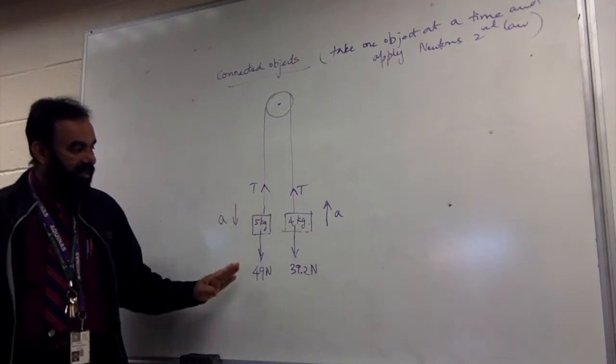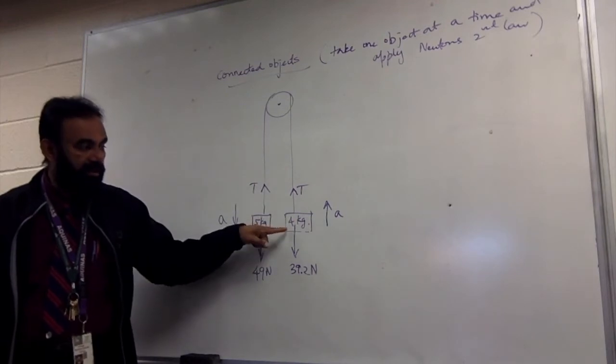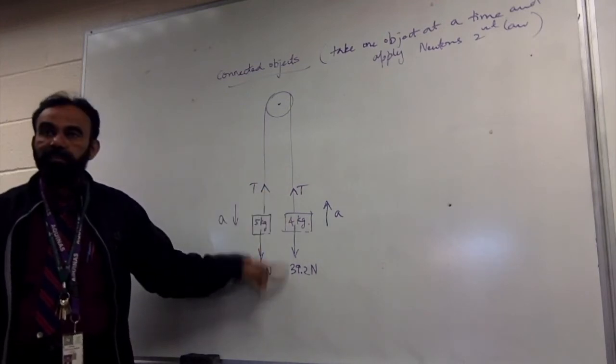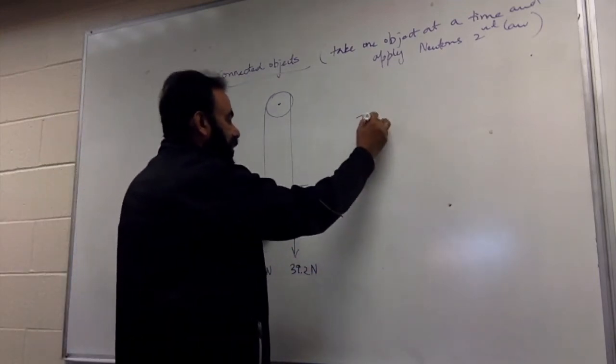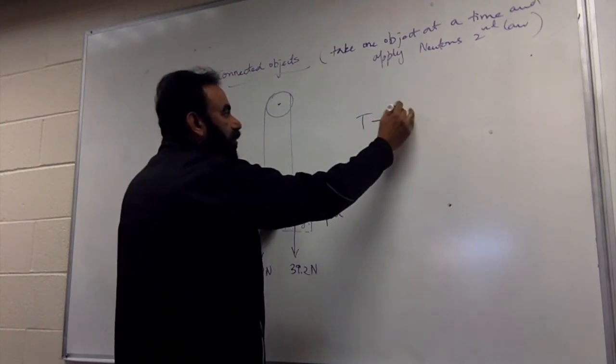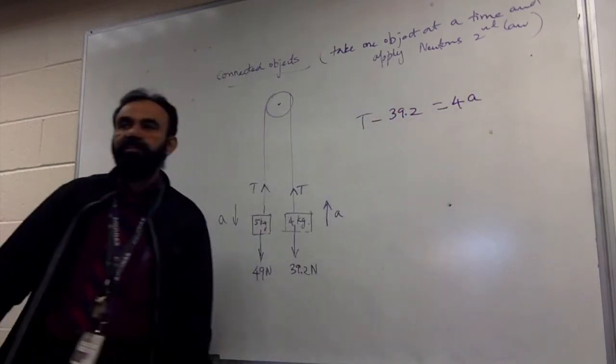Now once you write this down, let's apply Newton's second law for this object. Which one is bigger? Tension is bigger. So you write T minus 39.2 is equal to MA. Set up that equation.